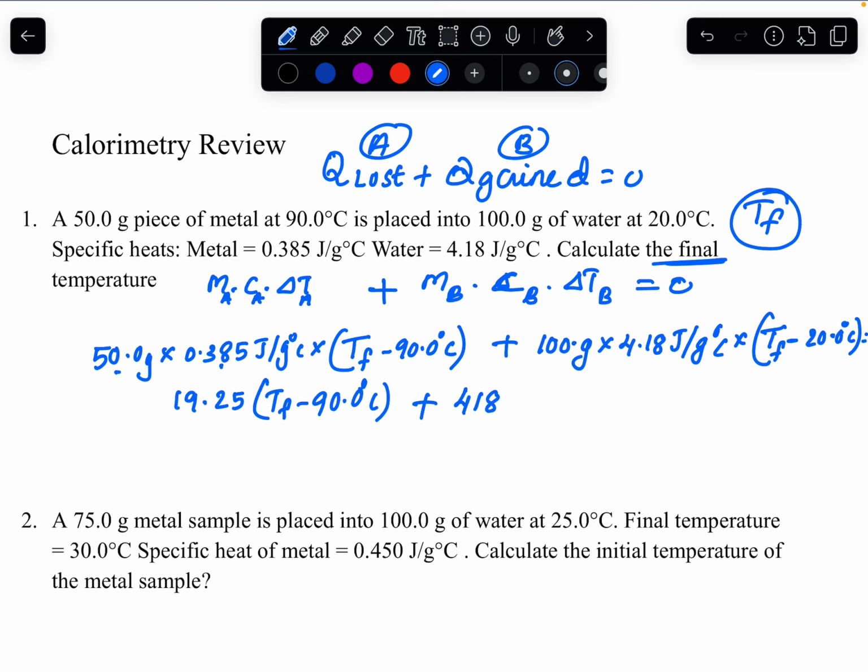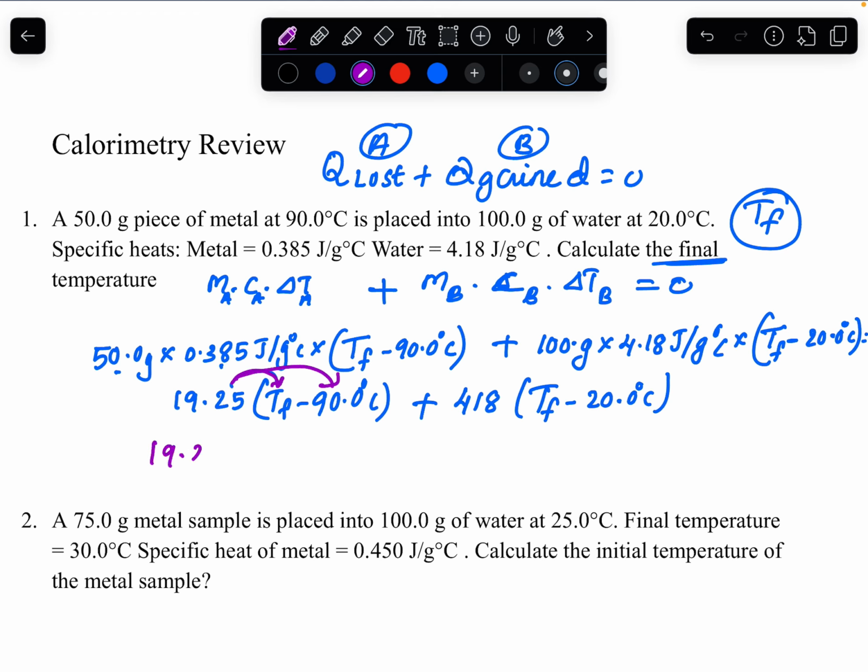Just forget about all the symbols and units. Times (TF minus 20.0 degrees Celsius), right? Now we have to distribute this number outside. Remember, like a normal math equation, you will multiply this with this, right? You have to do that.